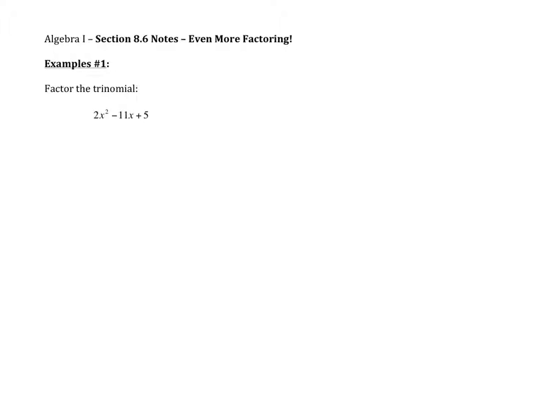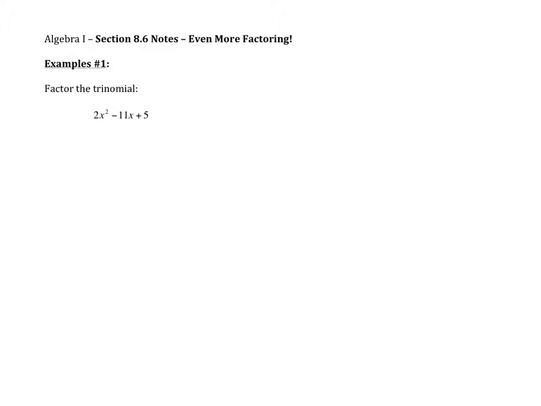In section 8.6, we'll be doing even more factoring. It'll be a lot like the last section where we were factoring trinomials, except in this section, you'll notice that our trinomials have a number in front of the x squared term. That was not the case in section 8.5. And having a number in front of your x squared term throws a huge curveball into our whole process.